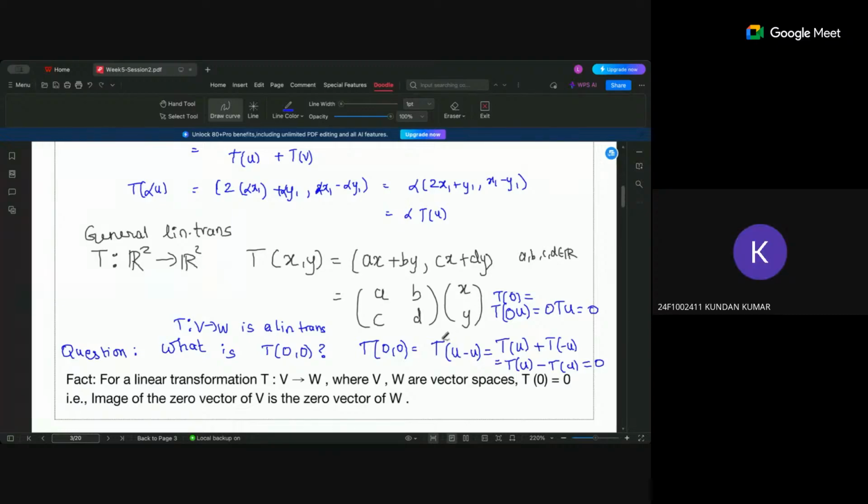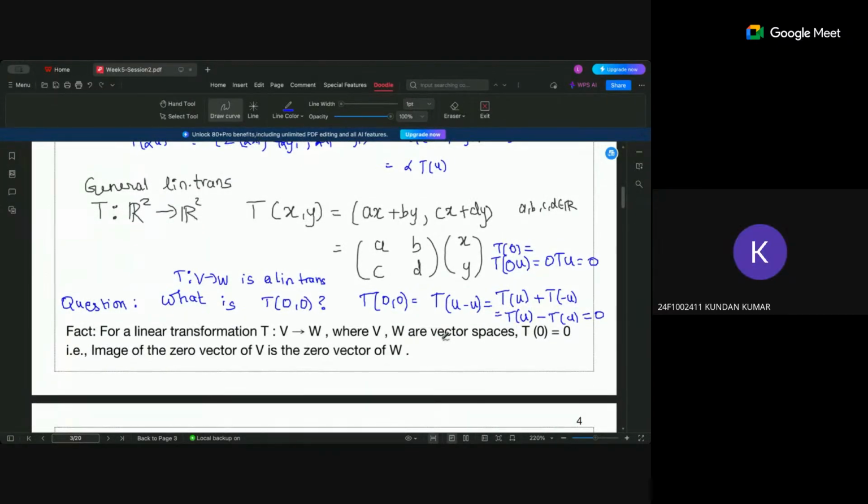Okay, fine. Ma'am, that coefficient logic can be applied to Rn also, no?